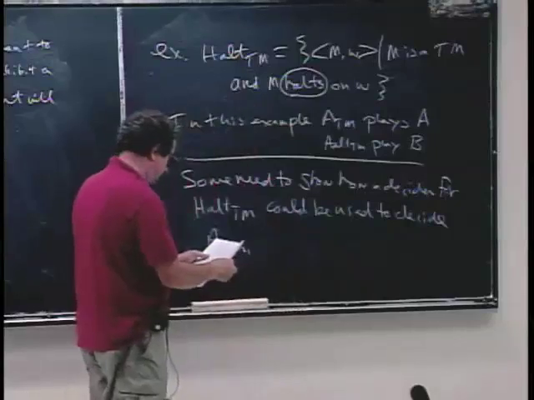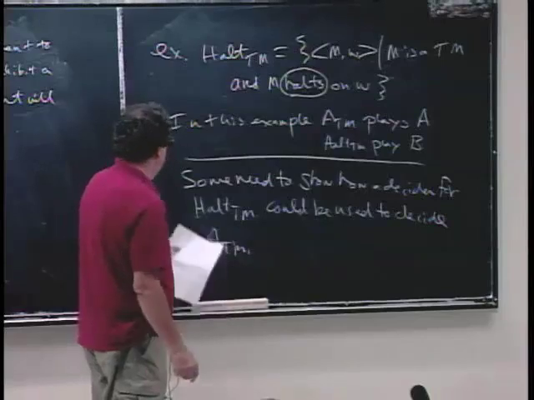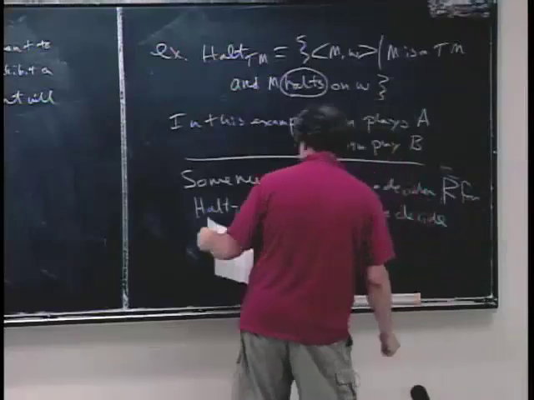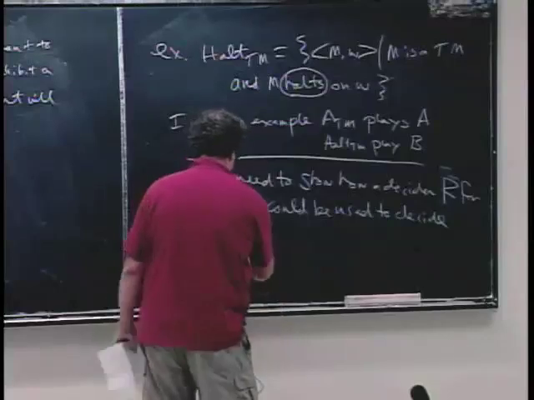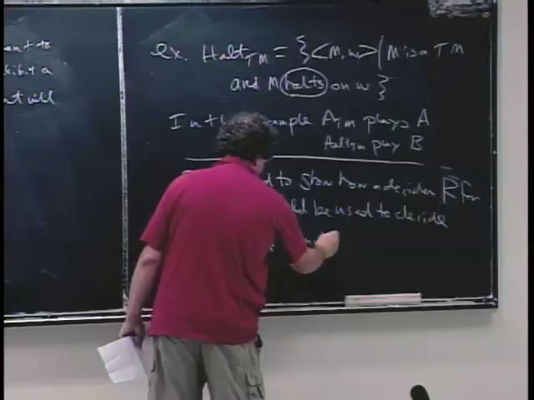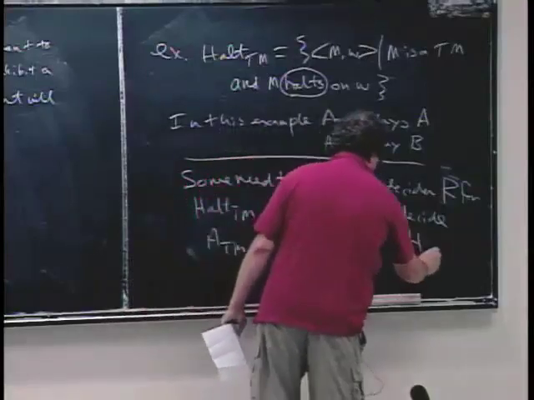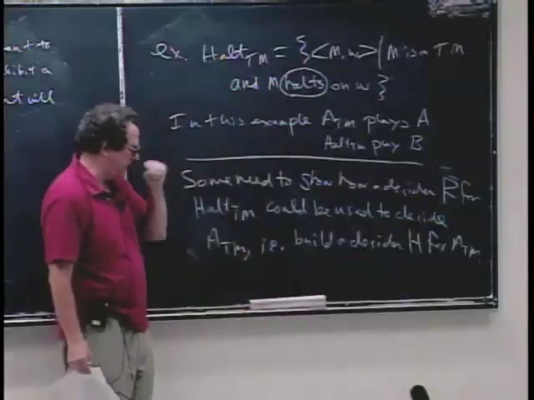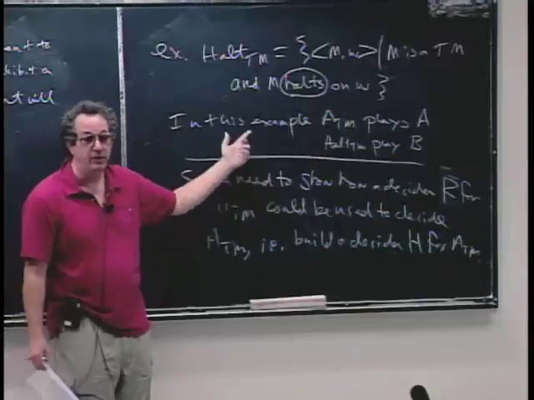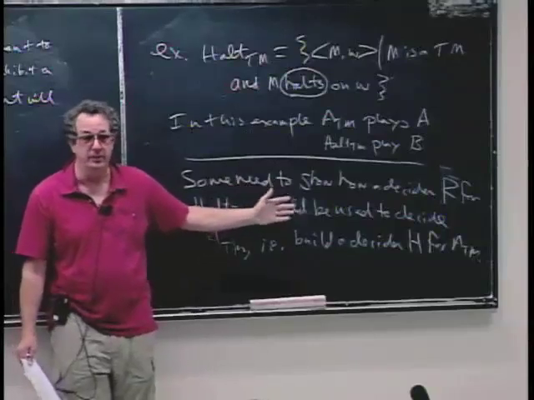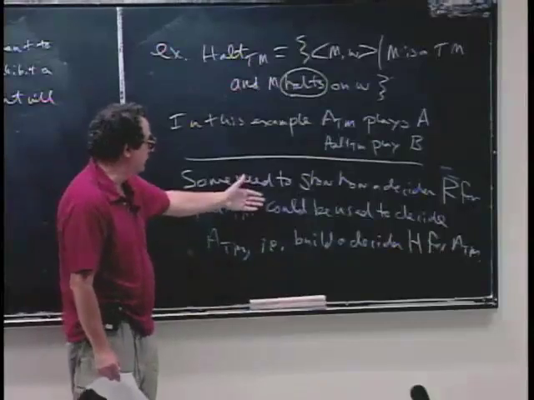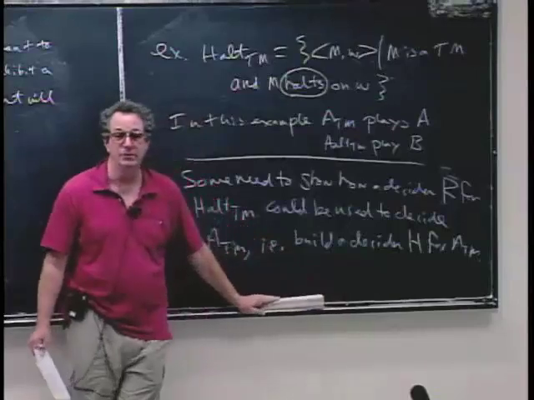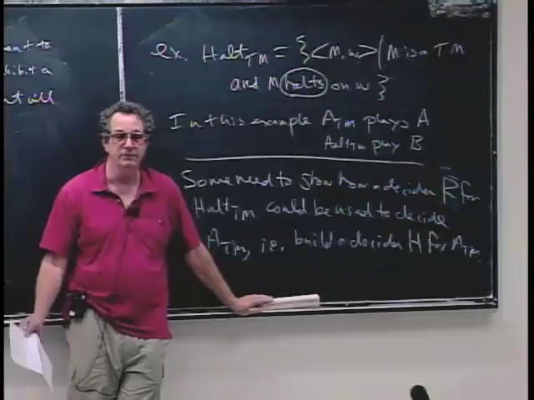Okay? Now, what names do I want to give to these things? A decider R for halt TM could be used to decide ATM, that is, build a decider H for ATM. So the way this is going is we're assuming that we have a decider for halt. It's a Turing machine R, which decides this language halt. And we want to show that using that decider R, we could build a decider H for ATM. If I can do this, I've shown that ATM reduces to halt. And because ATM is undecidable, therefore halt TM must be undecidable.